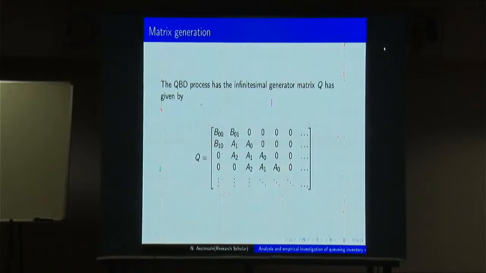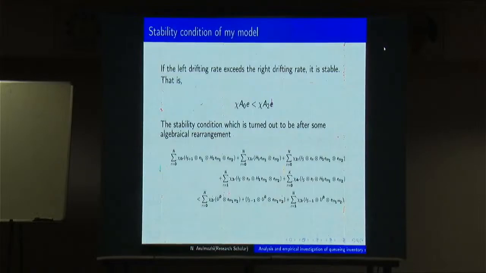This is the QBD structure of the tridiagonal infinite generator matrix. B00, A1: this matrix represents no service completion, no arrival. B01, A0 represents the arrival matrix. B10, A2 is the service completion matrix. Next one. This is the stability condition of my model. For the exponential case, the arrival rate must be less than the service rate, that is lambda less than mu. For the Markovian arrival process, the stability condition is chi A0 e less than chi A2 e. This is the stability condition of my model. Next one.